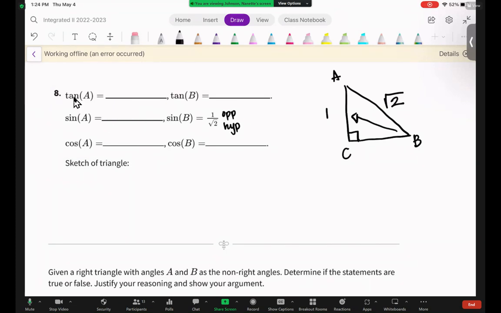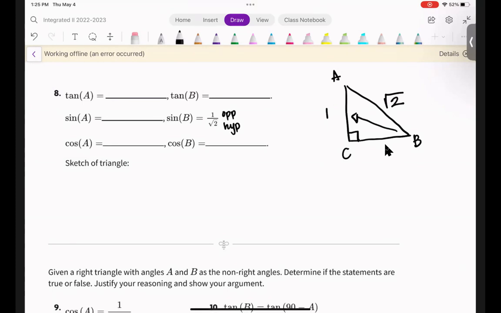So tangent, interesting, we don't have the other side. So we're going to have to find this other side. How do I find this third side of a right triangle? Yes, the Pythagorean theorem. Very good.